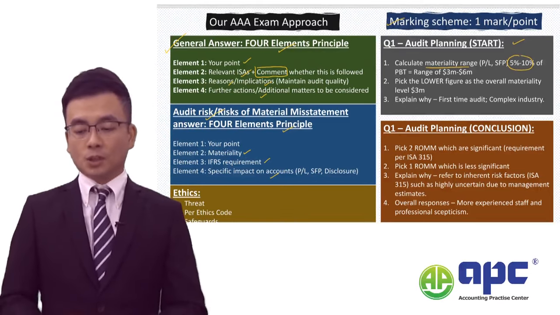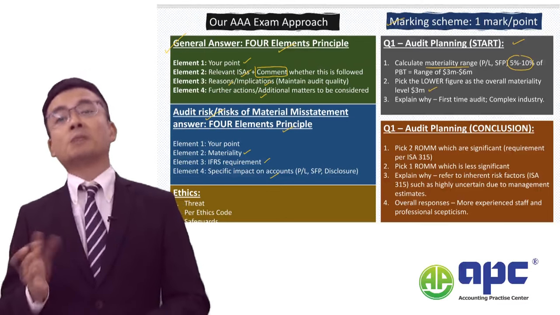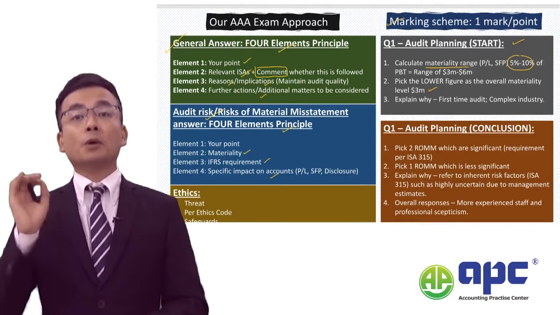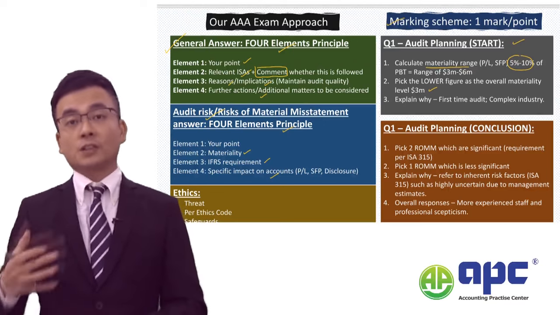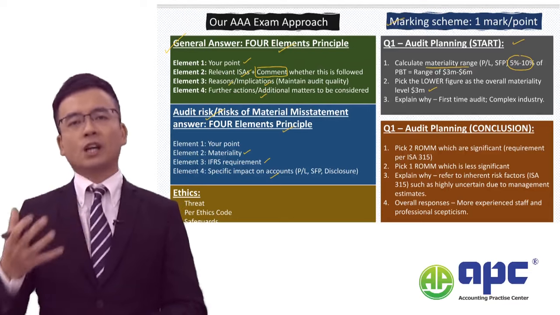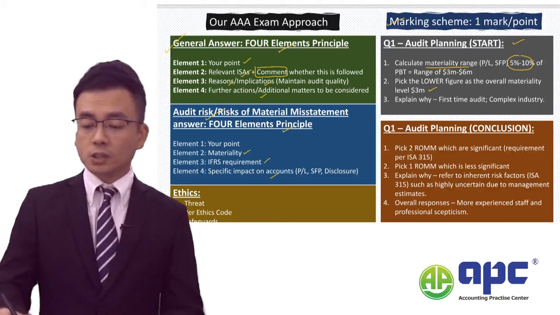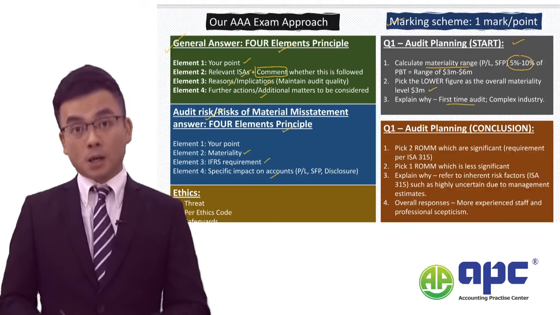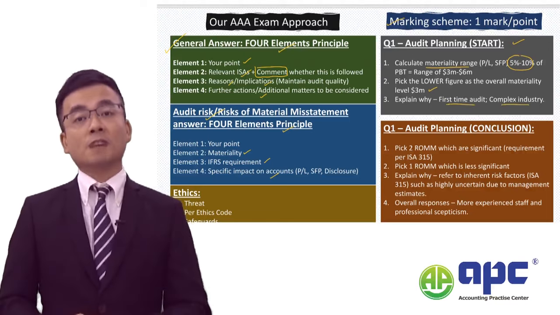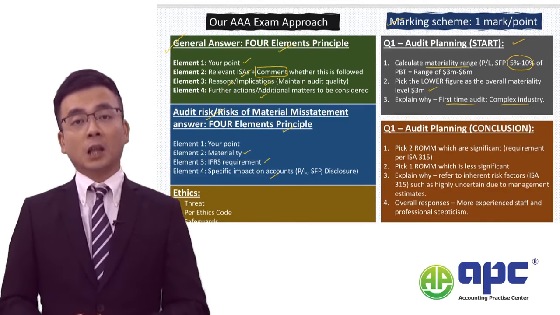And then as step two, I would like to choose the lower figure, from the examiner's preference point of view. And then we'll need to make a comment on that. So for example, why do we pick a lower figure for materiality? Why are we going to be checking more balances and transactions in this client's company? Because this may be our first time audit, perhaps this industry may be relatively complicated, so we need to watch out, and therefore a lower figure will be picked.